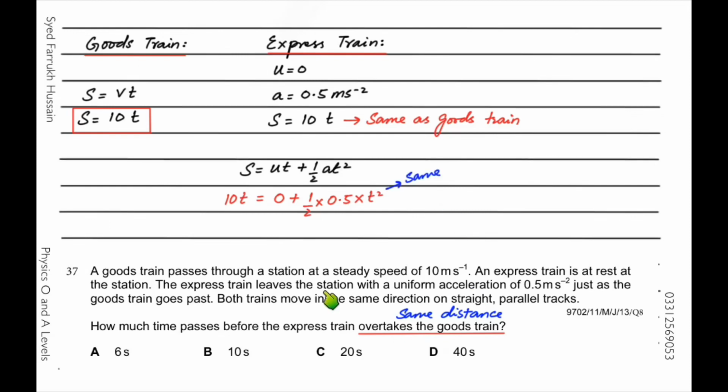Time is the same for both of the trains because it started when the express train starts covering distance and the goods train passes the express train. So the time taken by the goods train and the express train to reach the point is the same. So t is cancelled by t, and by the working you will find the time taken by the express train to reach the goods train is 40 seconds.